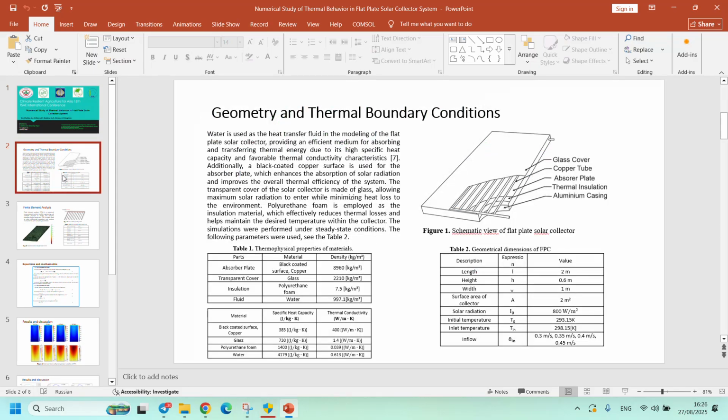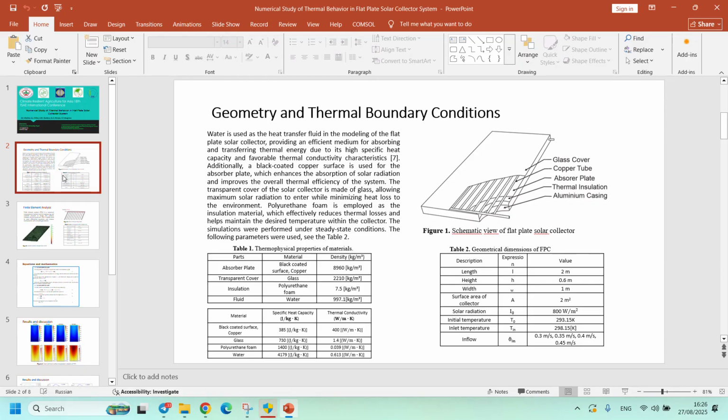In the next part of the presentation, the geometry and thermal boundary conditions are demonstrated. Water is used as the heat transfer fluid in modeling the flat plate solar collector. Additionally, a black coated copper surface is used for the absorber plate, which enhances the absorption of solar radiation and improves the overall thermal efficiency of the system.